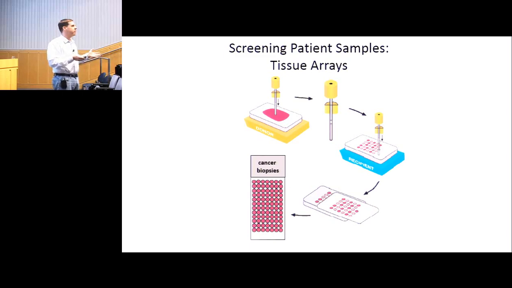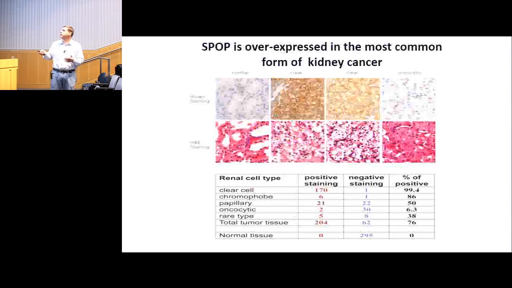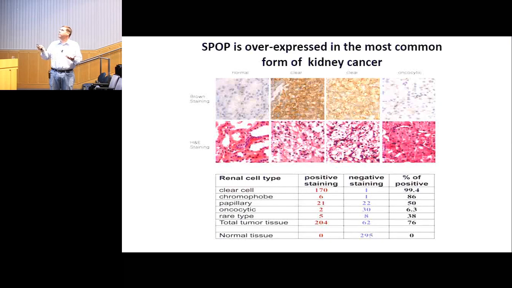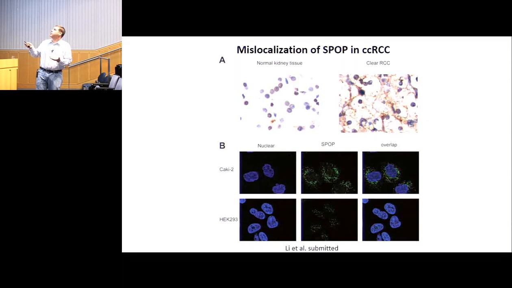We looked at 20 different tumor types, and what we discovered was that in clear cell renal cell carcinoma, basically 100% of the clear cell renal cell carcinomas are showing high levels of staining. And in normal tissue, they're almost always negative. The other thing that is notable about this is that it's mislocalized in the clear cell renal cell carcinomas.